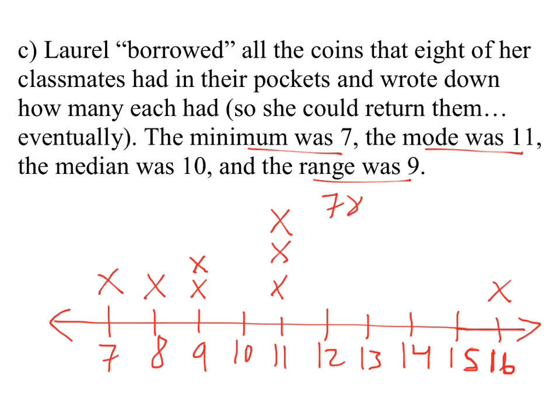So that'd be 7, 8, 9, 9, 11, 11, 11, and then 16. If you're trying to get the median, it's right there halfway between 9 and 11, which is going to be 10. The range is 9, from 7 to 16. The minimum was 7. Mode was 11. And there you go. All done.